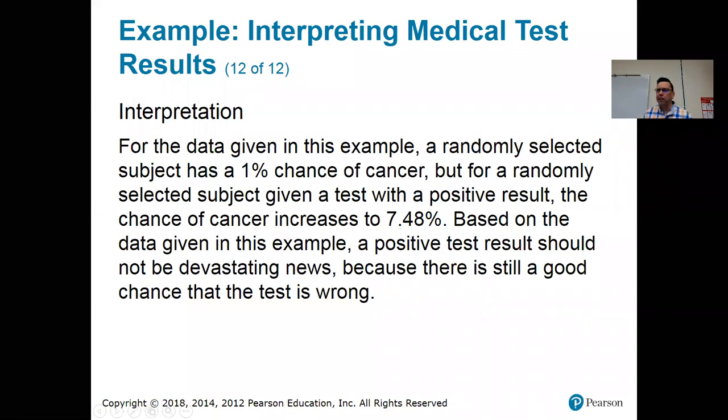For the data given in this example, a randomly selected subject has a 1% chance of cancer. But if you take a test and it comes up positive, the chance of cancer increases to 7.5%. Based on the data given in the example, a positive test result should not be devastating news because there's still a good chance that the test is wrong.